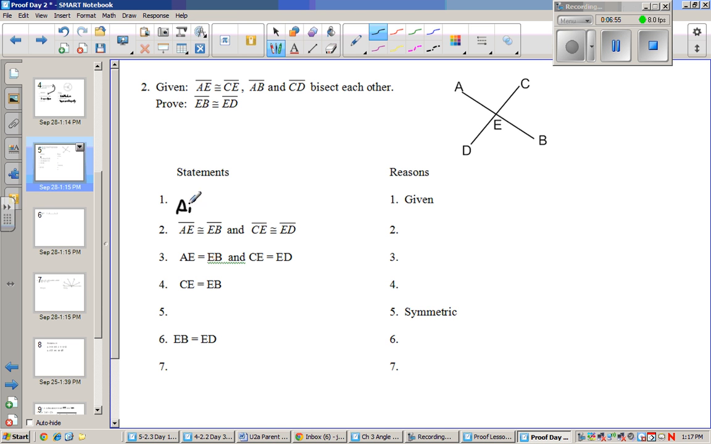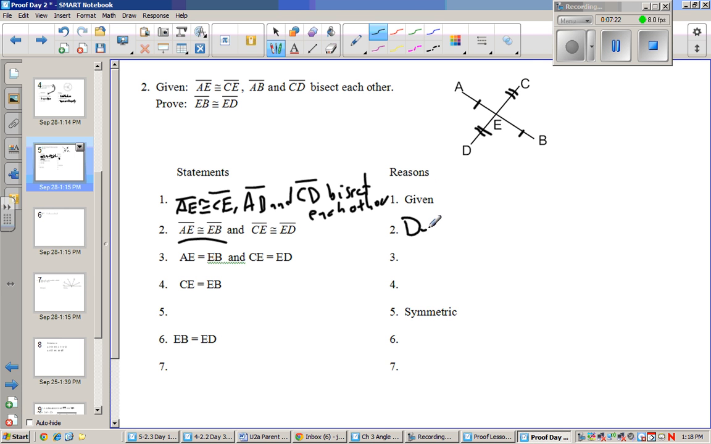So AE is congruent to CE, and AB and CD bisect each other. Now, since that's given, why is AE congruent to EB and CE congruent to ED? Well, if they bisect each other, they're going to cut each other in half. So that's just the definition of bisector.